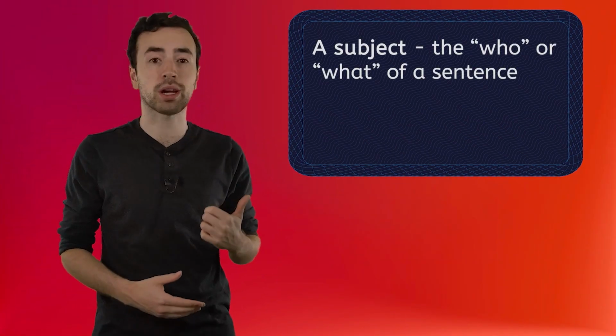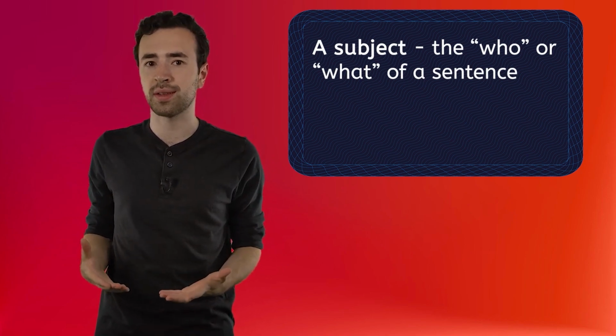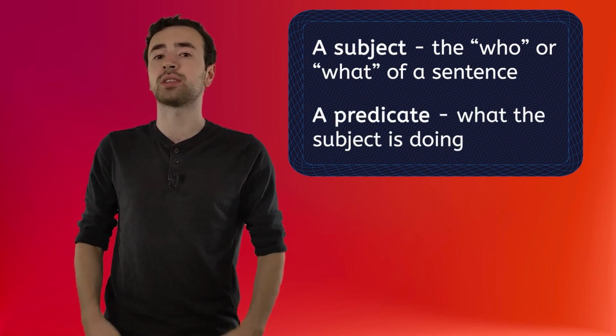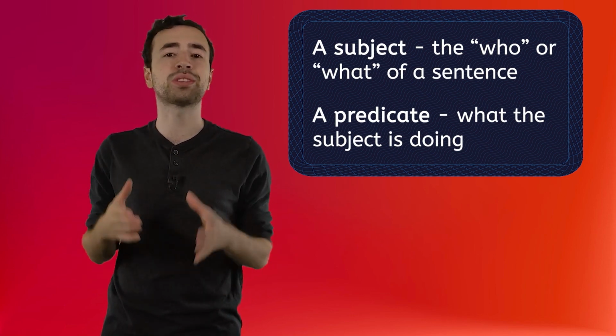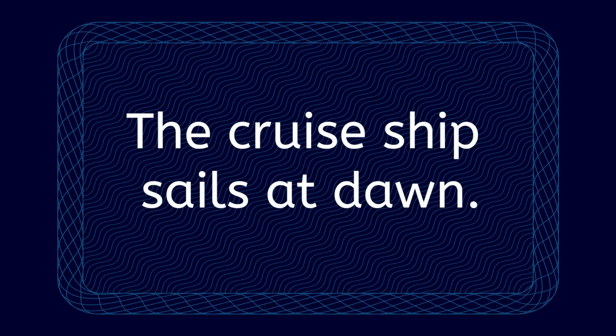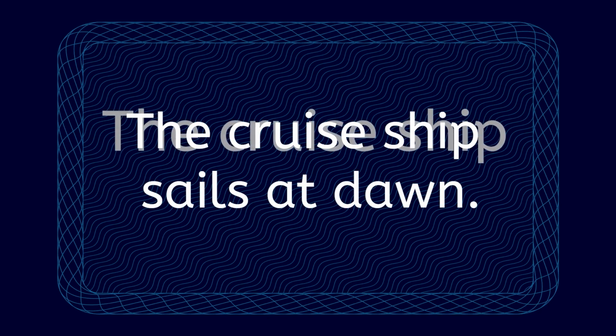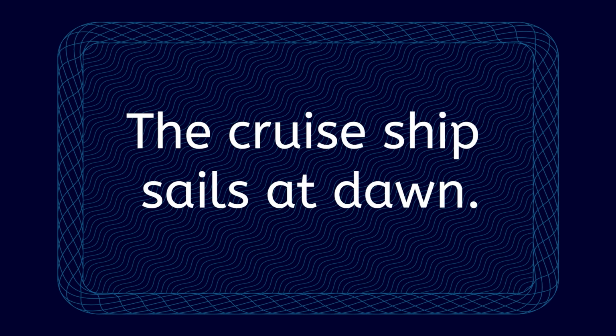A sentence in English consists of two parts: a subject, the who or what of the sentence, and a predicate, which tells us something about the subject's actions or states of being. For example, in the sentence, the cruise ship sails at dawn, the cruise ship is the subject, or what the sentence is about. And sails at dawn is the predicate, which tells us what the cruise ship is doing. Remember, a sentence without a subject or a predicate is like a ship without a captain or a compass. It doesn't know who's guiding it or where it's going.